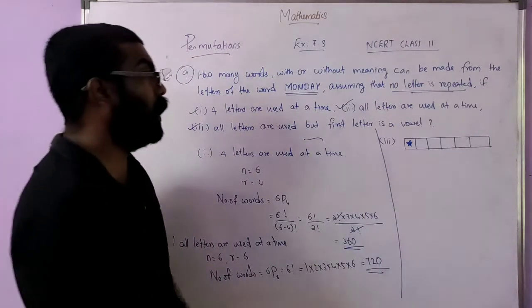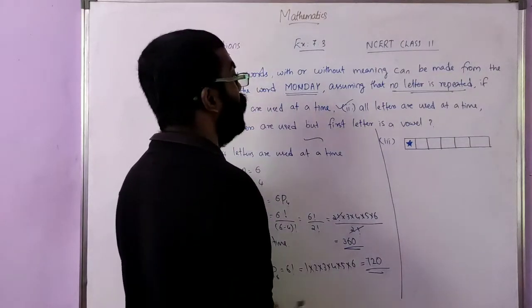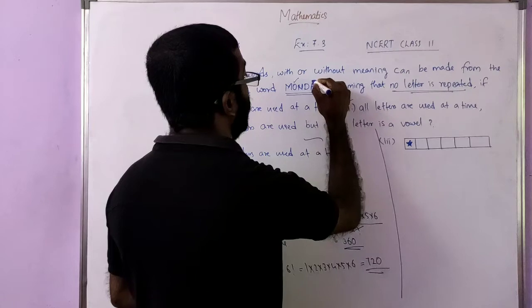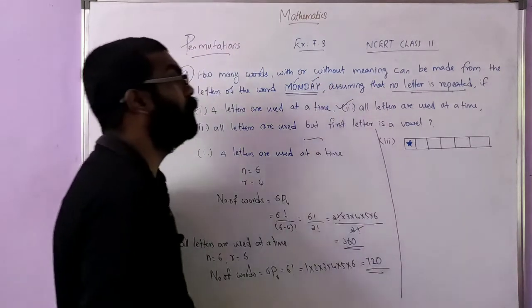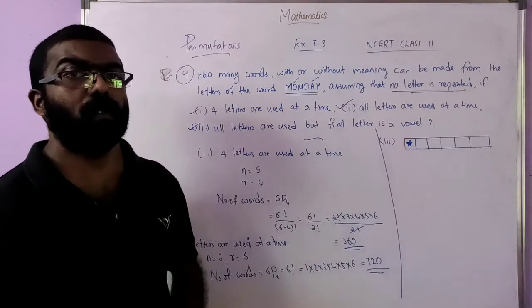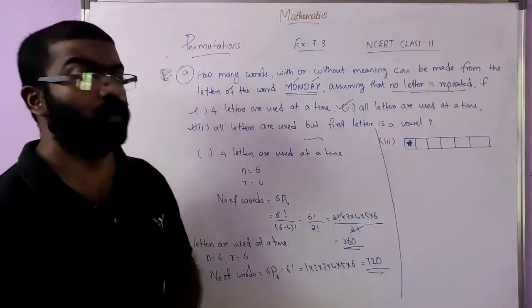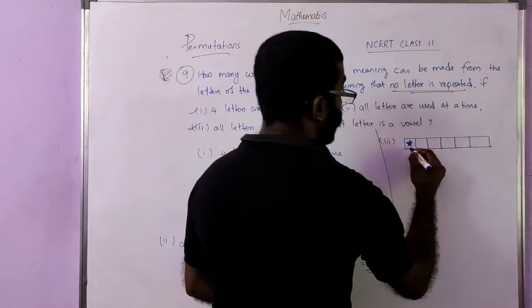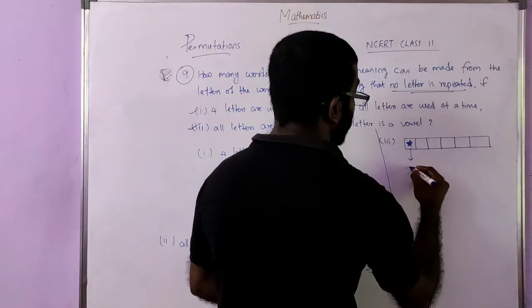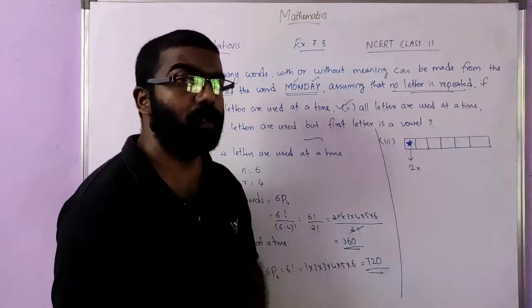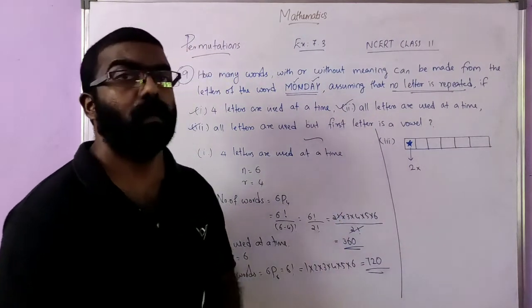Now we can count the vowel sounds in this word. Here O and A, these two are vowel sounds, so the number of vowels in the word is 2. So there are 2 letters we can use in the first place. From the 2 letters we can use any one letter in the first place.